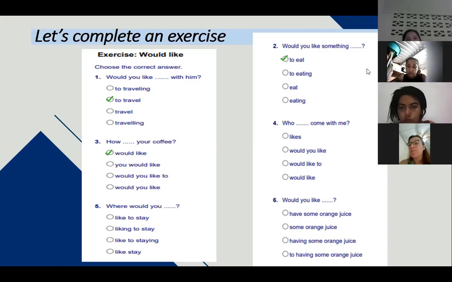Let's continue with next person, Katia Carolina, number four. Who would like to come with me? I would like to come with you. Right, very good. Katia, thank you so much. Right, number five, Juana Cristela. Where would you like to stay? Excellent. Where would you like to stay?